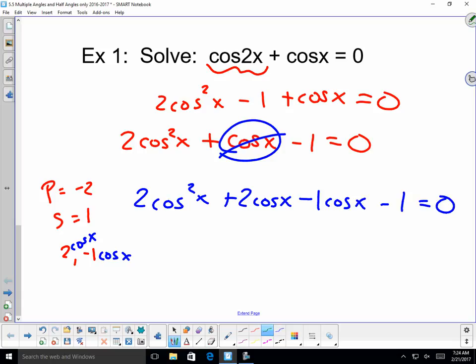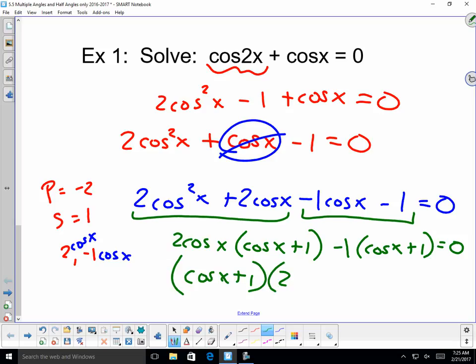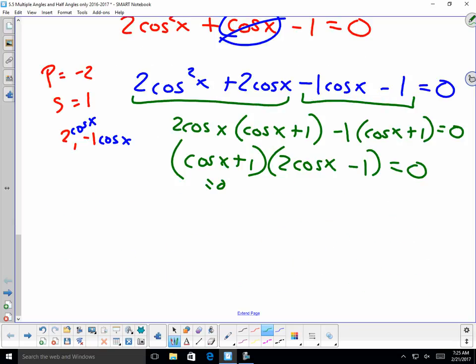So I have 2 cosine squared x plus 2 cosine x minus 1 cosine x minus 1 equals 0. We are factoring by grouping, so I can factor out a 2 cosine x, and I have cosine x plus 1. And here I can factor out a minus 1, and I get cosine x plus 1. So in factored form, this is going to be cosine x plus 1 times 2 cosine x minus 1. I set each of these equal to 0, and I solve.